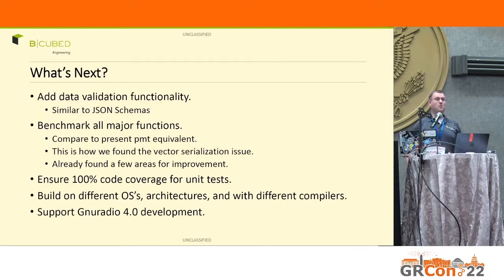There's also a lot more benchmarking to be done. We would not have known of the major design flaws had Josh not done some benchmarking for me. And so there's a plan to go through and benchmark all the major functions and compare them to the previous PMTs because we want to make sure that this is better, not just from an interface perspective, but from a performance perspective in any way possible we can. I have started doing this and already found a few areas for potential improvement. And so the plan is to just keep going from there.